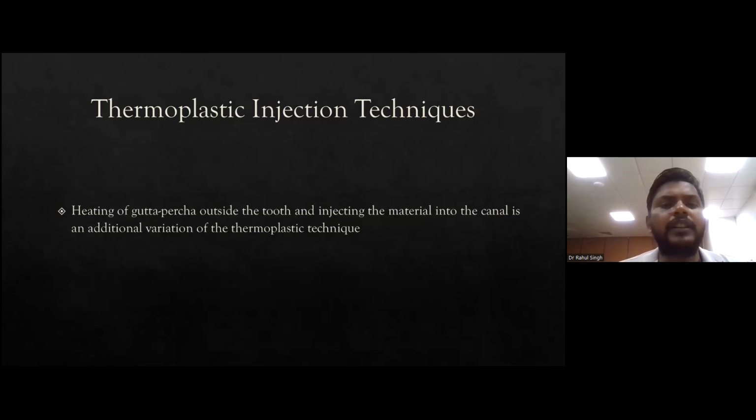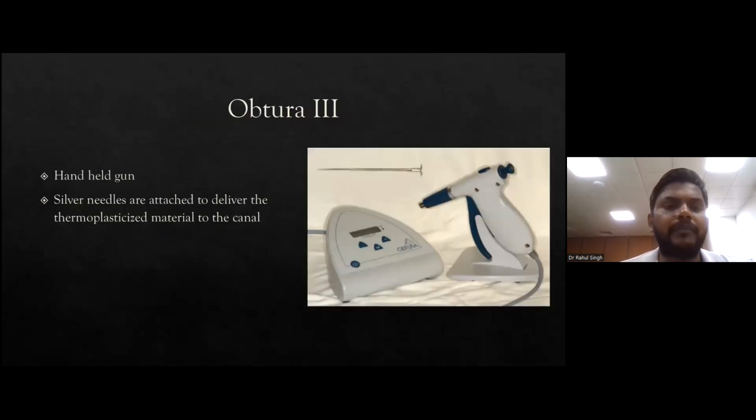That is nothing but thermoplastic injection, in which the best armamentarium I can say is Obtura 3, which we are going to study, which is nothing but a handheld gun. Silver needles are attached to deliver the thermoplastic material into the canal. We have small GP pellets. The pellets are put into the gun, and the gun is switched on. After achieving a temperature of more than 150 or 120 degrees Celsius, the GP comes out in a softened form.